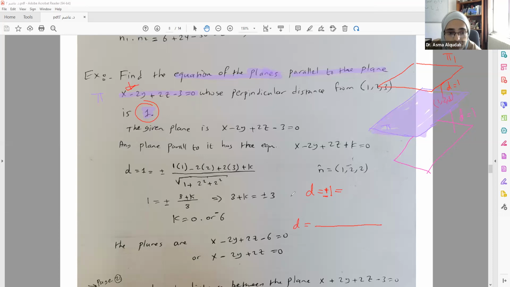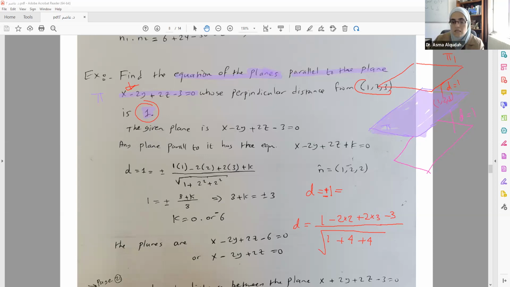so we have the equation of the plane: x naught minus 2y naught plus 2z naught minus k, divided by the magnitude of the normal vector, which is the square root of 1 plus 4 plus 4. Now, x naught, y naught, and z naught represent the components of the point which lies on the plane pi. So x naught is 1, y naught is 2, and z naught is 3.